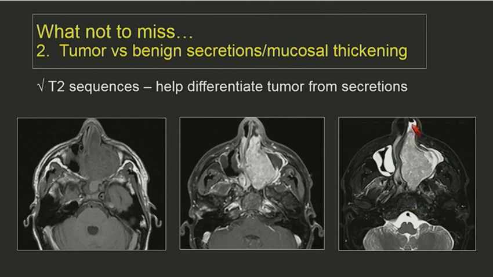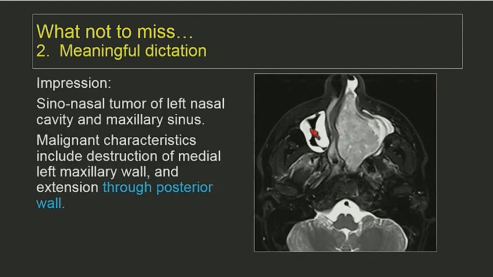These are just benign secretions in the nasal vestibule and out laterally. This is in the zygomatic recess of the maxillary sinus, and the rest of this is tumor. How would I dictate this? I would say sinonasal tumor of the left nasal cavity and maxillary sinuses.